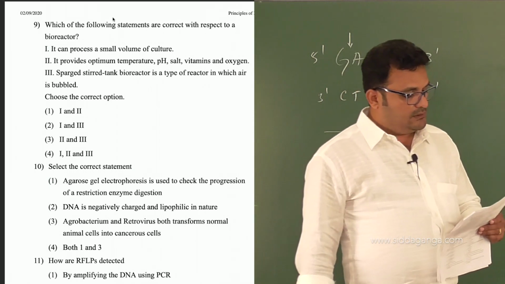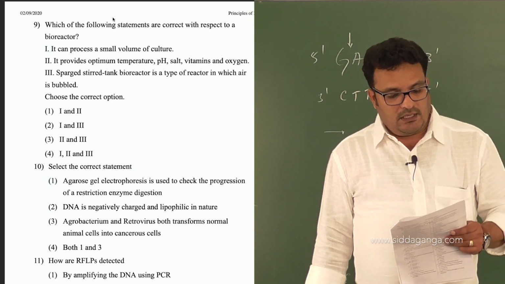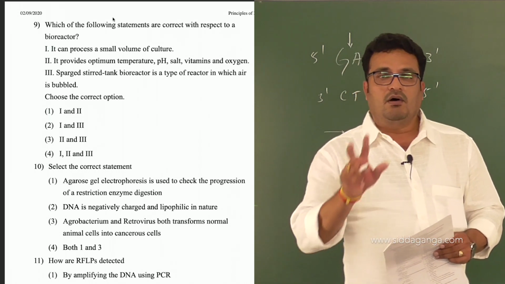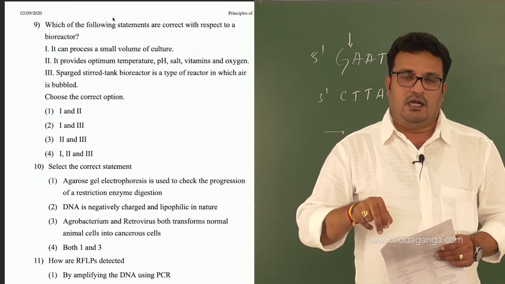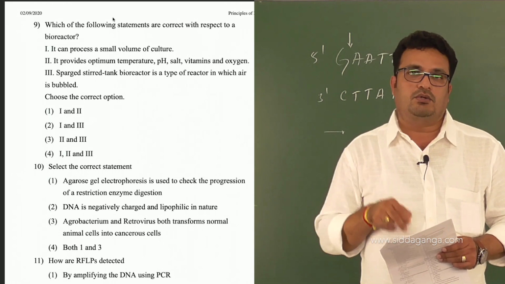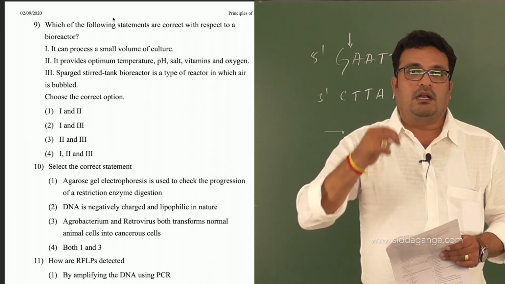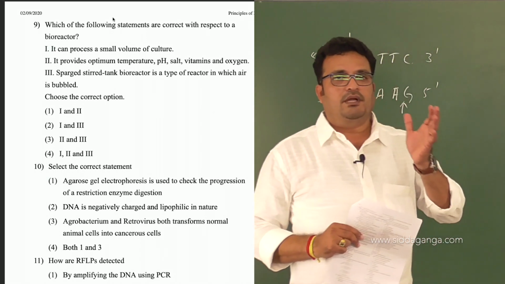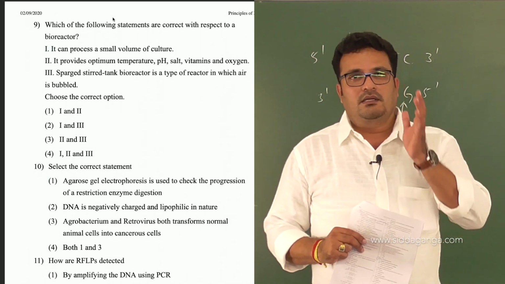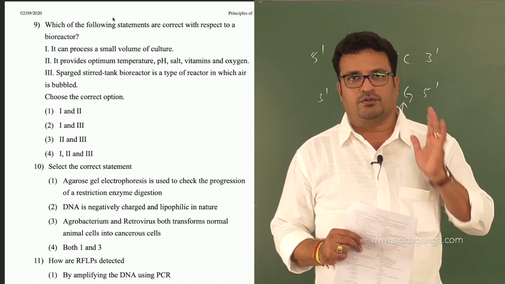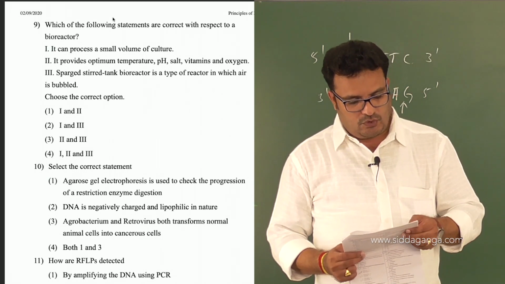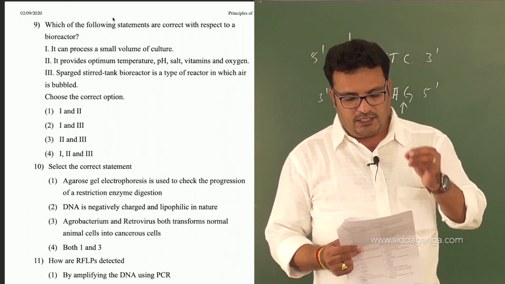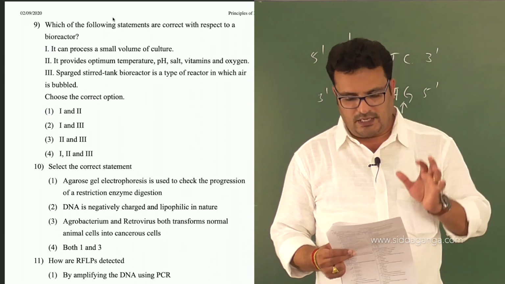So in the statements, it can process a small volume of culture. No, never. Because bioreactors are always designed for large culturing systems, right? Large culture media, in large scale, microbes are cultured in vitro. So the first statement is wrong. And the second, it provides optimum temperature, pH, salt, vitamins and oxygen, is right.